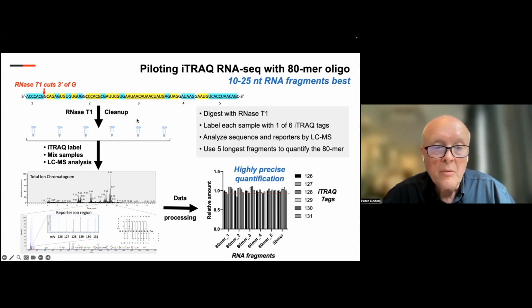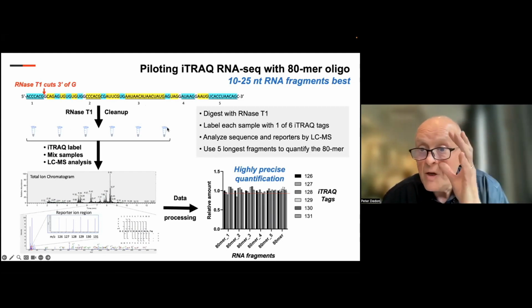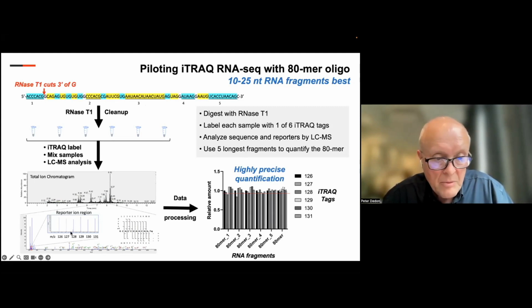Now we're going to break that sample up into 6 tubes just to demonstrate precision, put our iTrack label on, mix these samples together, pop them in the mass spec, and down at the bottom you see our reporter, an icon for the reporter tag, and then the sequence. So when all is said and done, and we quantify this 80-mer oligo, we get very good precision based on quantifying any of the 5 fragments. We're up to plus or minus 5 to 10% coefficient of variation, which is actually very, very good for mass spec measurements.